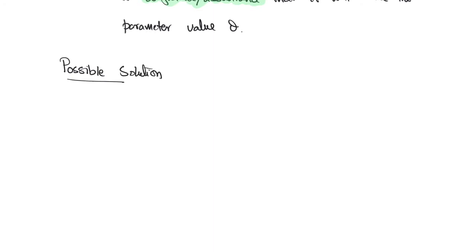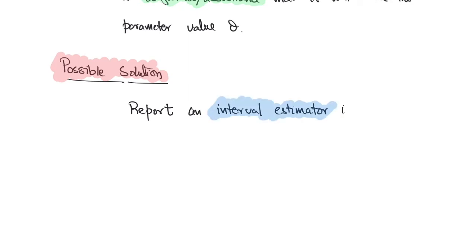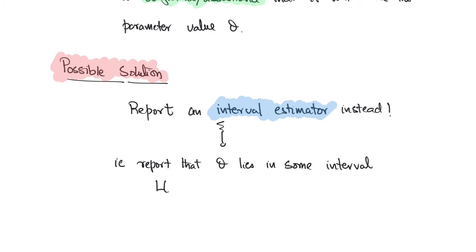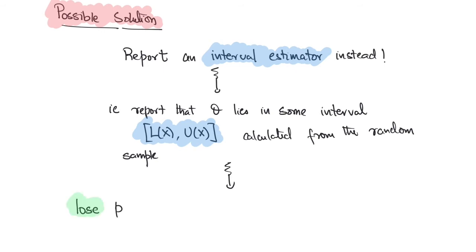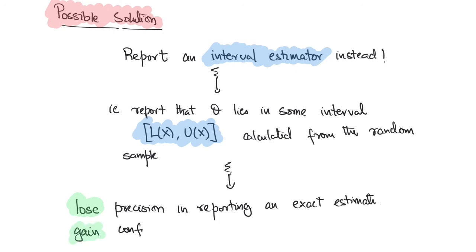A possible solution would be to instead report an interval estimator. That is, we want to report that theta lies inside some interval that has a lower bound given by L of x and an upper bound given by U of x. And this interval has to be calculated from the random sample capital X. A consequence of reporting an interval estimator is that we will lose the precision that is involved in reporting an exact estimate, whereas we gain confidence in our assertion that theta will actually lie inside the given interval.